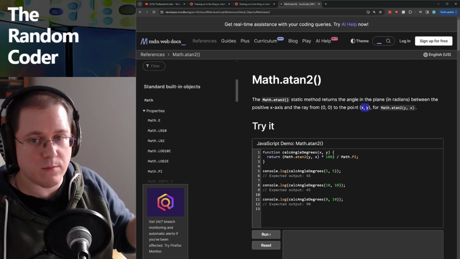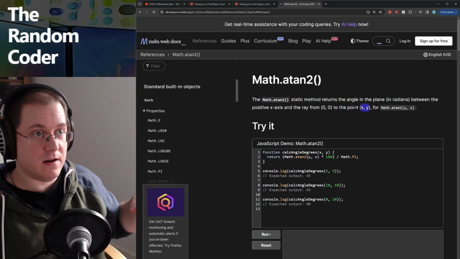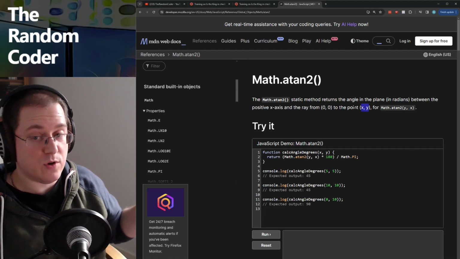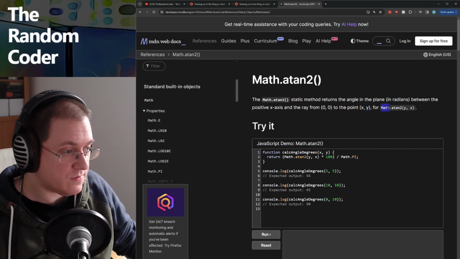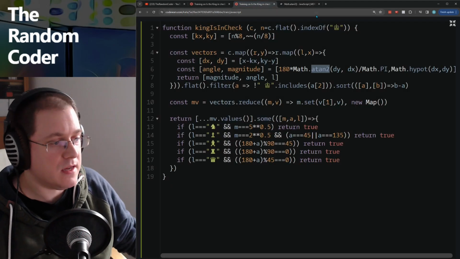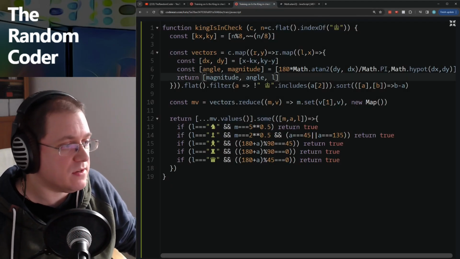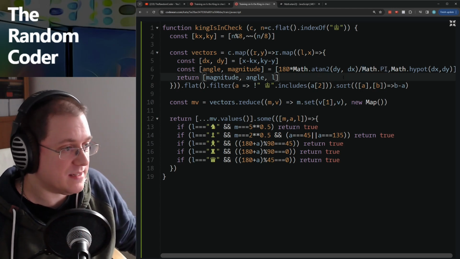So x and y can be both positive or negative, so it can be anywhere in that kind of two-dimensional plane, so it could create any angle with the origin point of 0, 0. And this function here just gives us that angle in radians. Now, because it's in radians, we have to divide by pi and multiply by 180 to convert that into degrees.